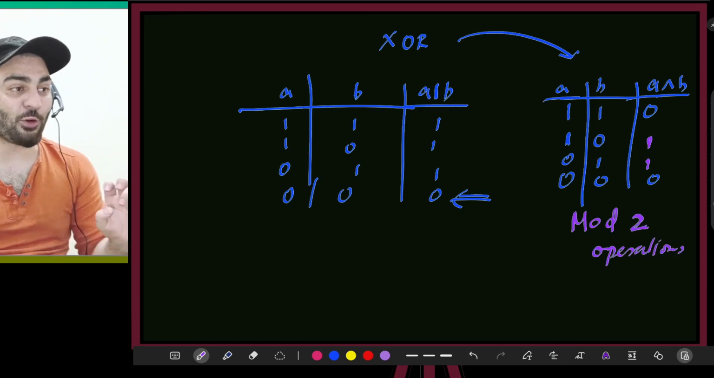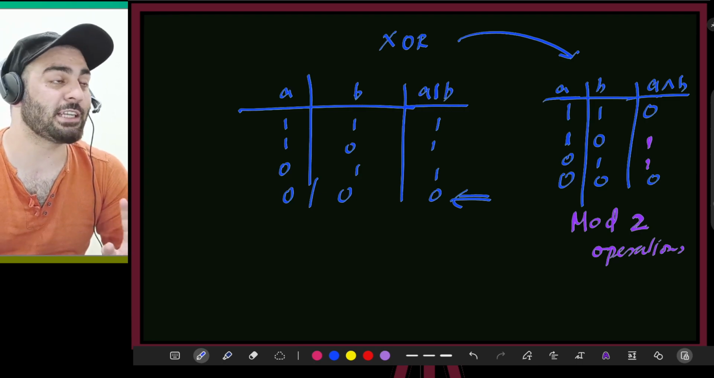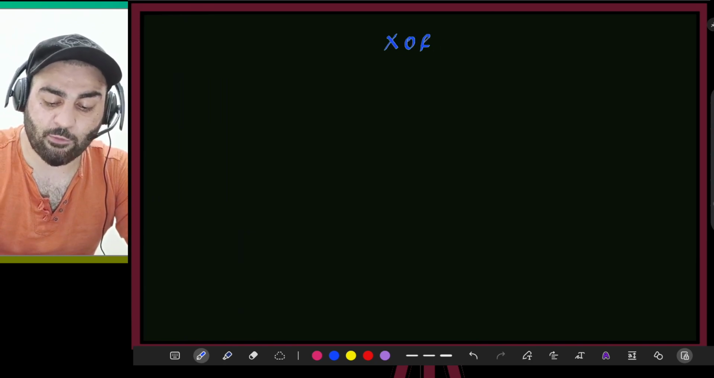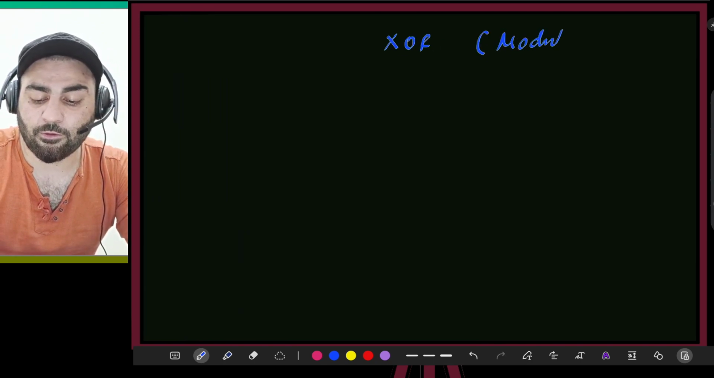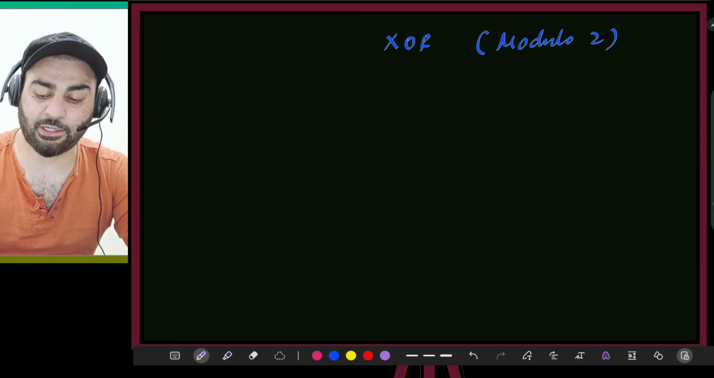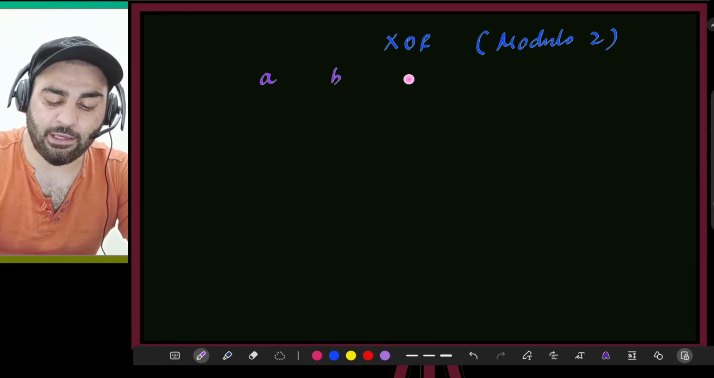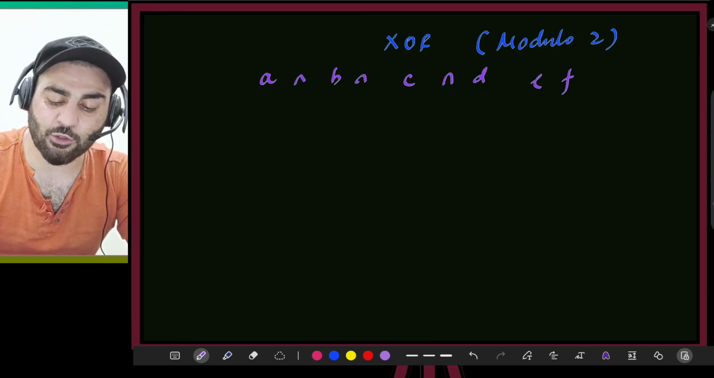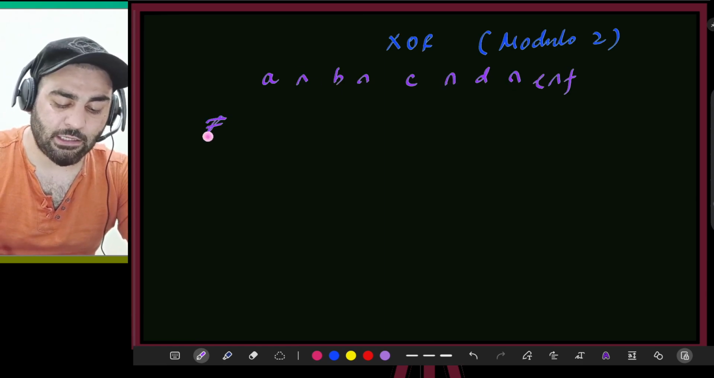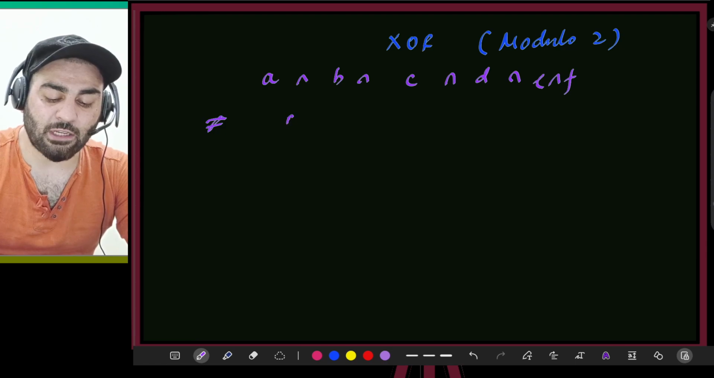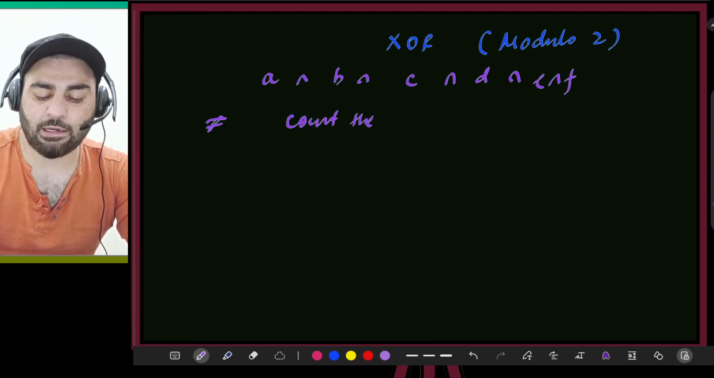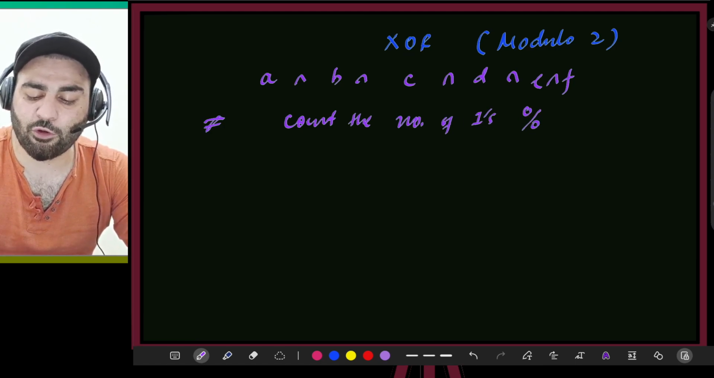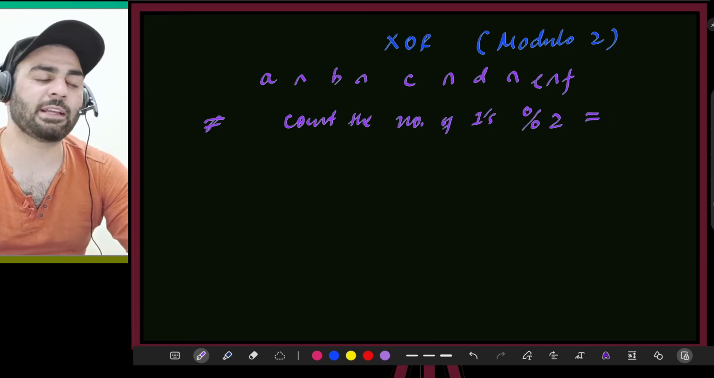Is it clear how XOR works? Please focus here, this is really important. How XOR is done is, we call it a modulo 2 operation. If you have A, B, C, D, E, F, these are the bits, and these are XOR bits. Just do one thing: count the number of ones that are in there, and then take the modulo operation with 2. Whatever is the remainder is your answer.